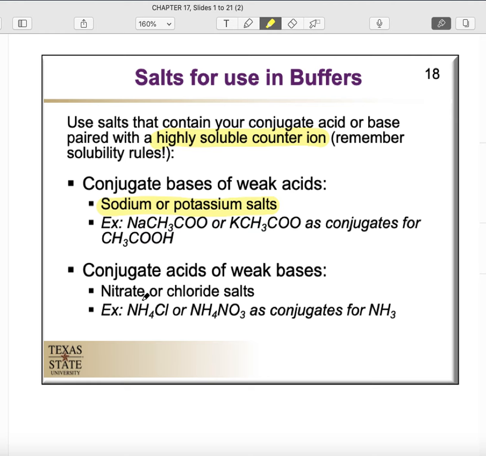Now, if I need a conjugate acid of a weak base, then what you would select would typically be a nitrate or chloride salt. Remember that nitrate containing salts are soluble with no exceptions. Chloride salts are mostly soluble. So for example, I could have something like ammonium chloride or ammonium nitrate because the chloride and the nitrate make those salts soluble. Of course, as a separate note, ammonium salts are also all soluble with no exceptions, but that's aside the fact here.